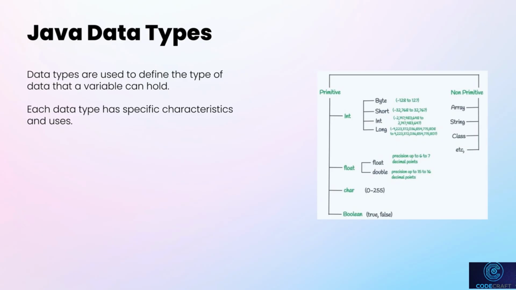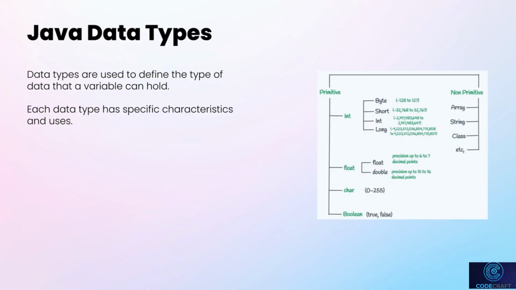We'll start with the primitive data types. Primitive data types are the basic data types in Java, and they represent simple values. There are 8 primitive data types in Java.